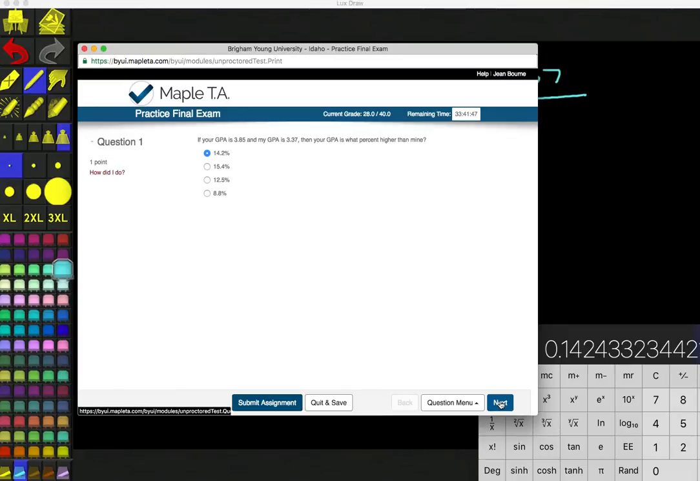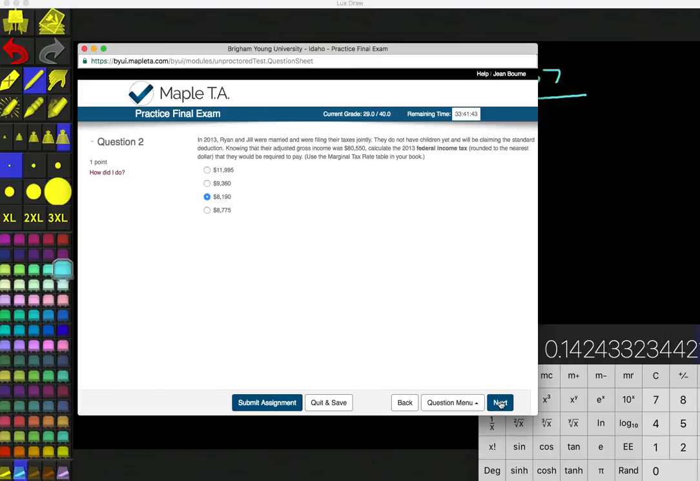So, okay, next. This is going to be one of those taxes. I'll do one of these problems for you guys, just as a refresher. So in 2013, Ryan and Jill were married and were filing their taxes jointly. They do not have children yet and will be claiming the standard deduction. Knowing that their adjusted gross income was $80,000, blah, blah, blah, calculate the 2013 federal income tax.